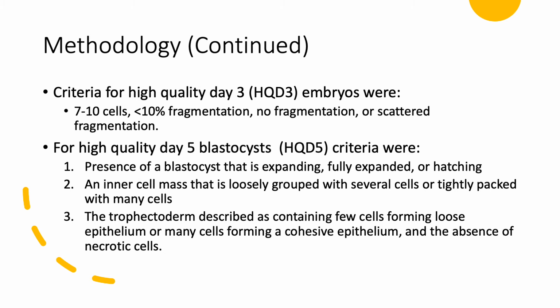Criteria for high-quality day 3, also known as HQD3 embryos, were 7 to 10 cells present, less than 10% fragmentation, no fragmentation or scattered fragmentation seen.